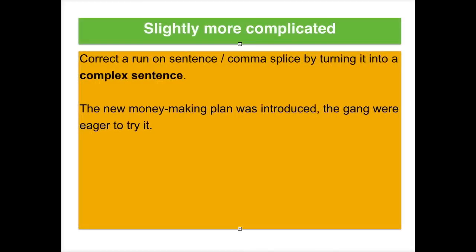We're going to look at two more ways now to correct comma splices and run-on sentences. The next two ways are slightly more complicated than the first two ways, and the first more complicated way to correct a run-on sentence or a comma splice is to convert the sentence into a complex sentence. And if we use this sentence here, which has a comma splice here as an example, the new money-making plan was introduced. The gang were eager to try it.